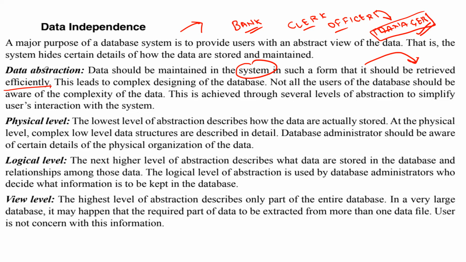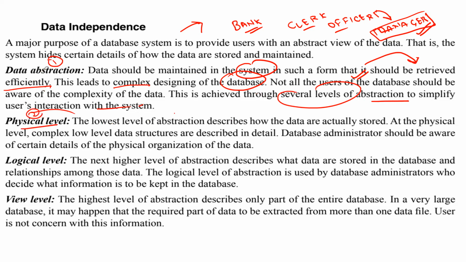So first of all, that is data abstraction. Data should be maintained in the system in such a form that it can be retrieved efficiently. This leads to complex designing of the database. Not all the users of the database should be aware of the complexity of the data. This is achieved through several levels of abstraction to simplify the user's interaction with the system. That is data abstraction.